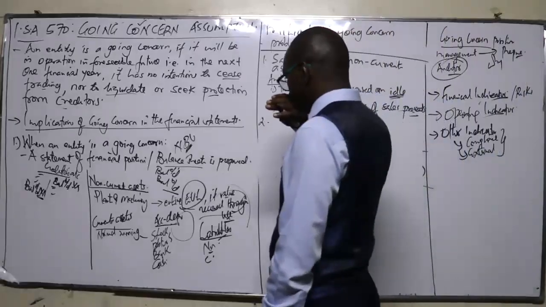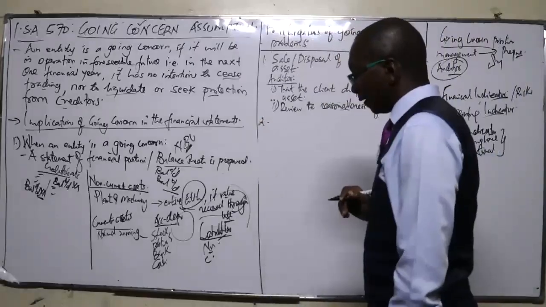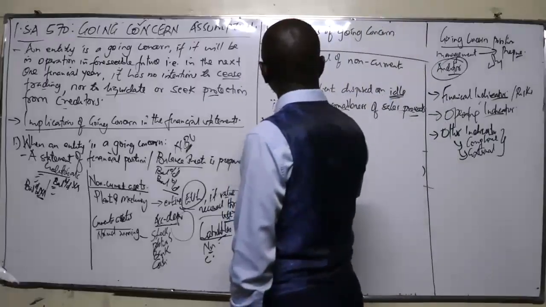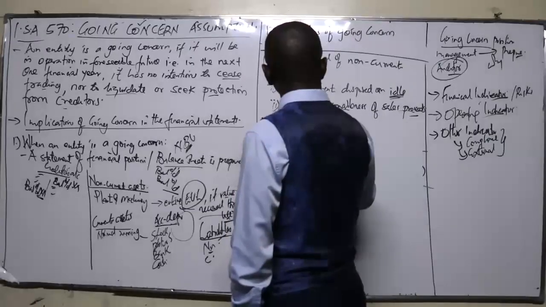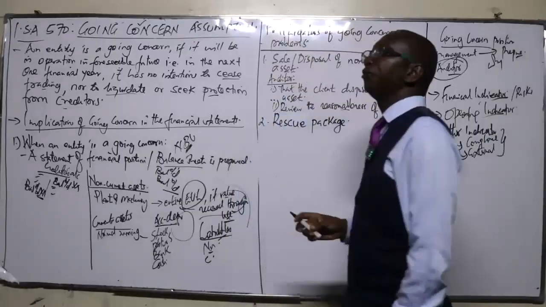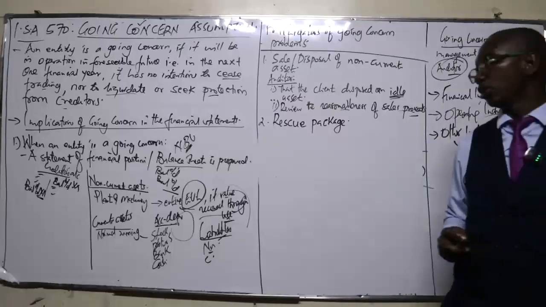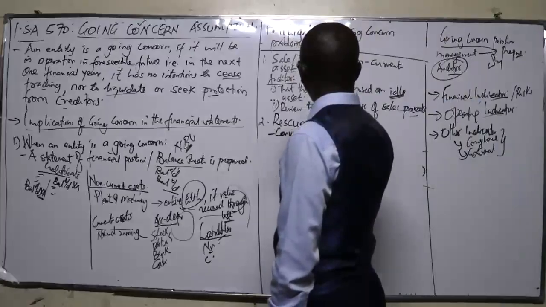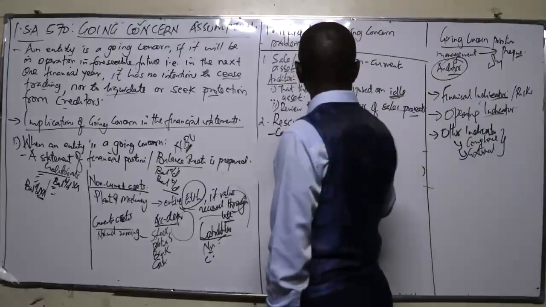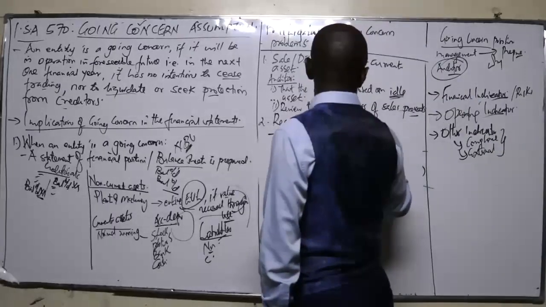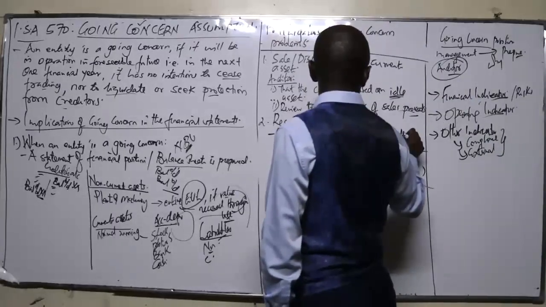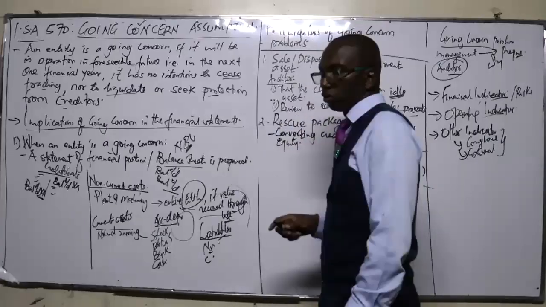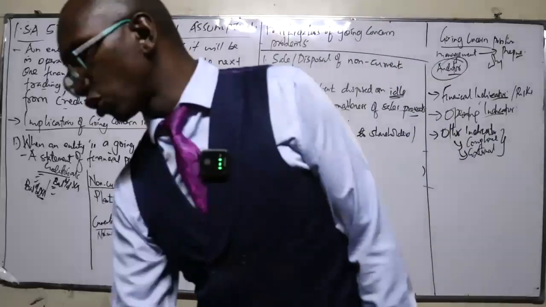Number two, we talk about a rescue package, which involves converting creditors to shareholders, that is, creditors to equity. Yeah, you convert creditors to equity.